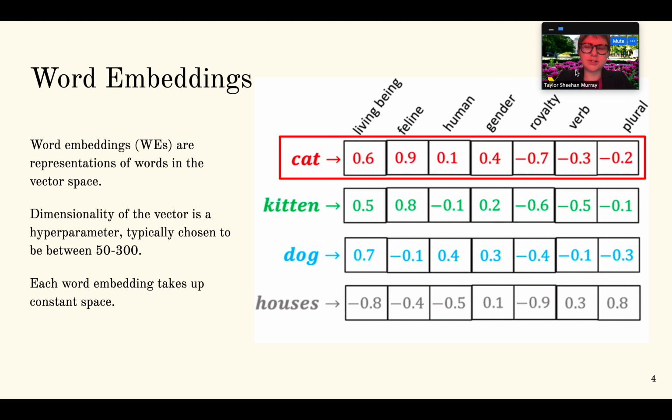Usually the vector is chosen to be between 50 and 300 elements long, and so we have a shortened version here. Also, an advantage is that each word embedding takes up constant space, so the more words you add, the space that one word takes up doesn't change, which is a nice feature.